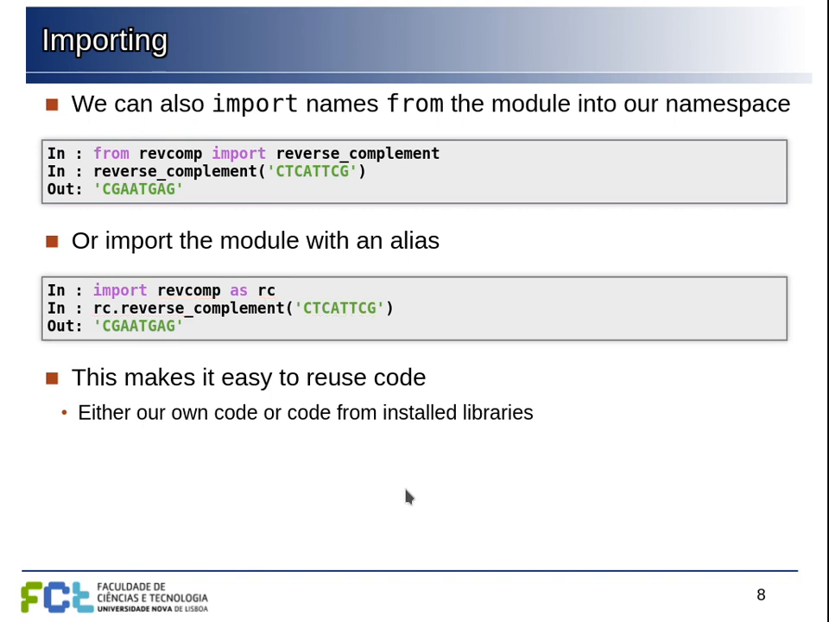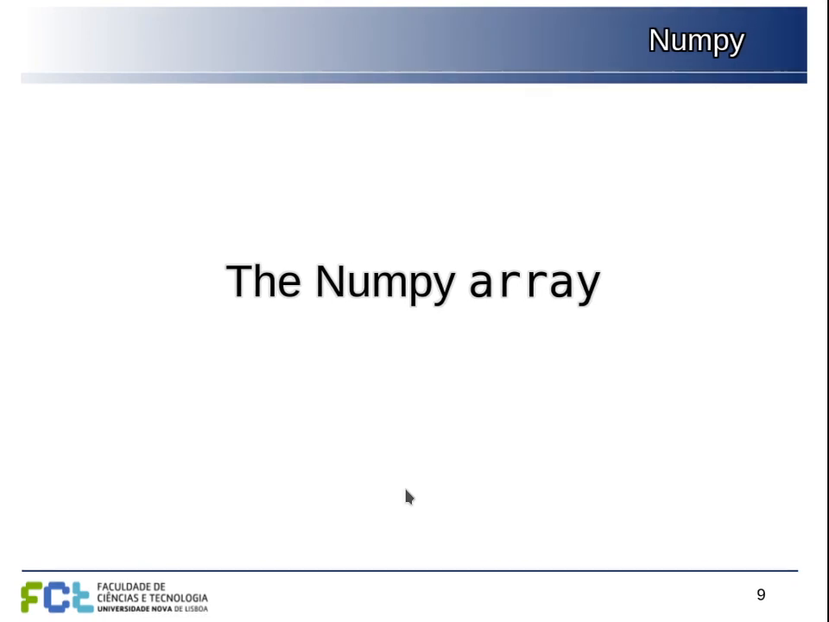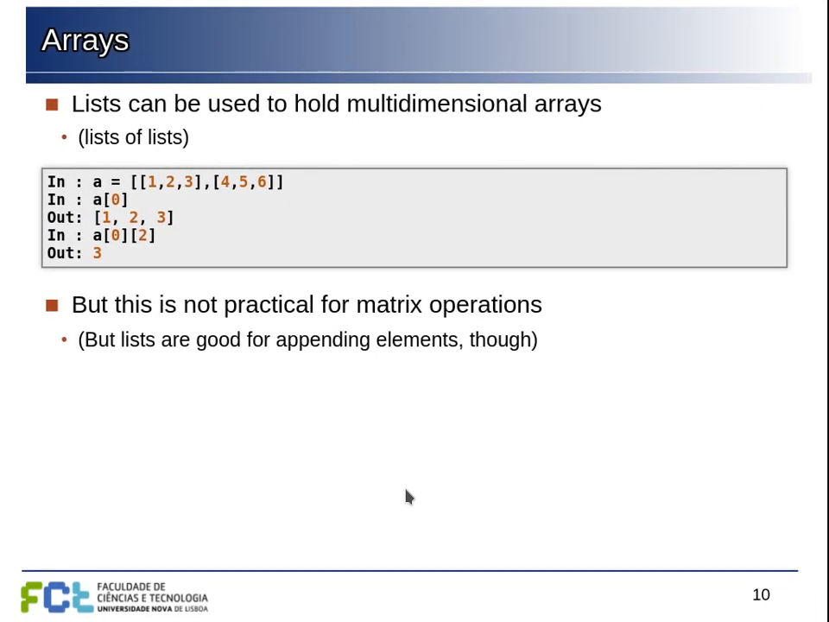This not only works for modules that you have in the current folder, but also for modules installed in libraries, and this will be most of the cases we're going to use. One of them is this NumPy library that we're going to use. You can use lists to hold multidimensional arrays. For example, we can create a list of two elements in which the first element is a list and the second element is a list of the same size.